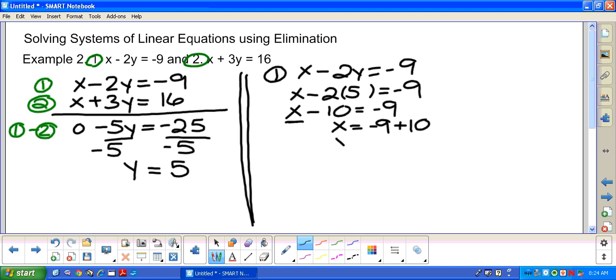Don't jump to conclusions here. This is not the same as the last one. Negative 9 plus 10 is 1.